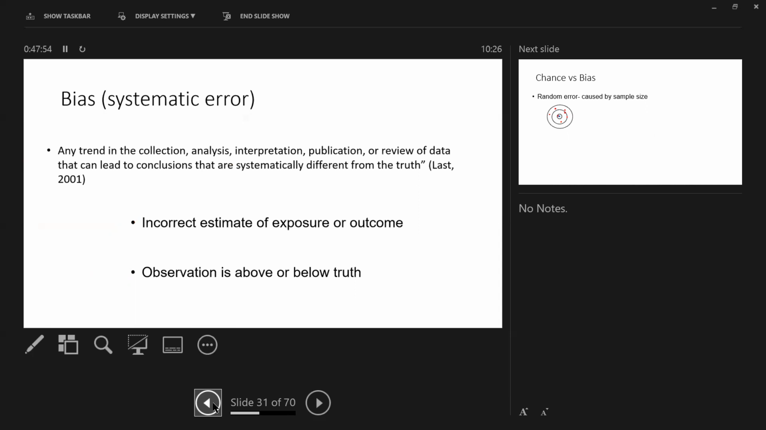Chance is basically random error, right? It's by chance you find things or you fail to find things. Bias is a systematic error. Bias is basically anything you do in the collection, the analysis, the interpretation, the publication of data that leads you to conclusions that are systematically different from the truth.